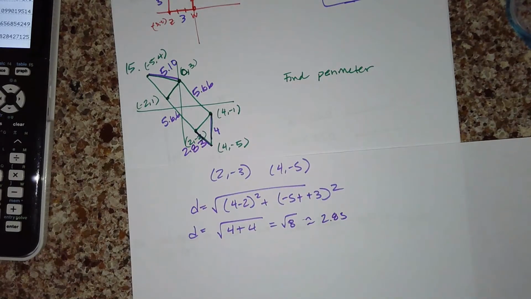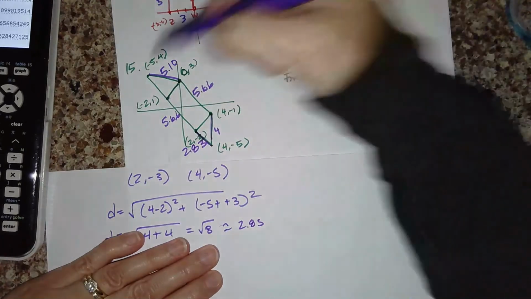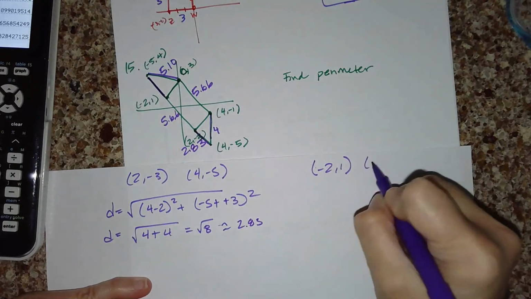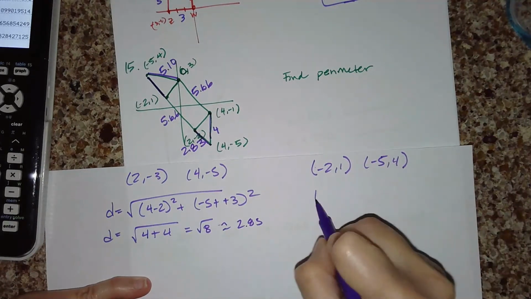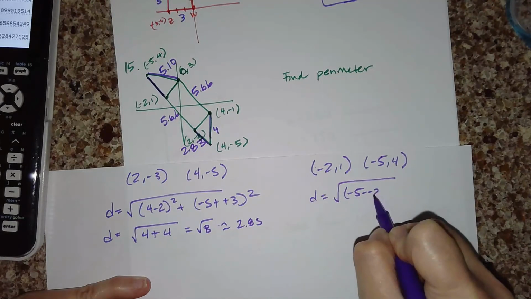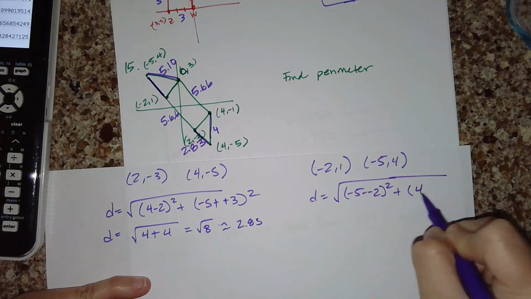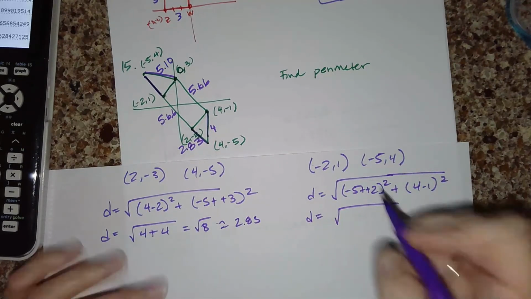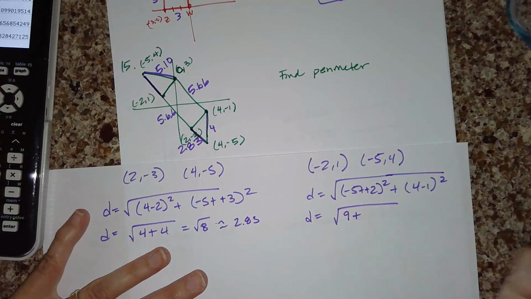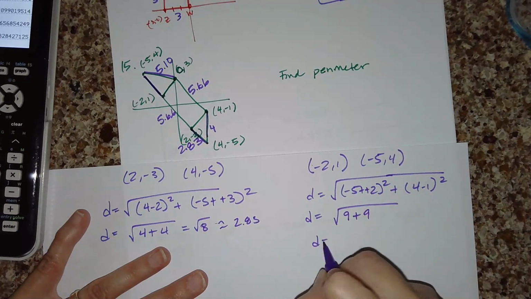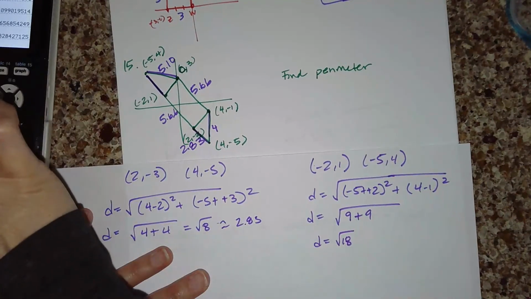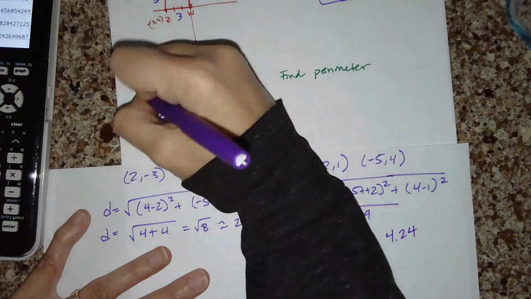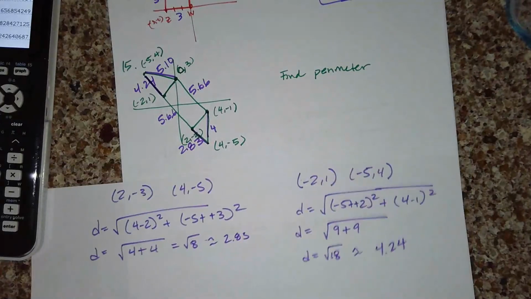Okay, almost done. If you haven't memorized the distance formula yet, I'm pretty sure after this one you will. So (-2, 1) is the next point, and (-5, 4). Again, I'm going to do (-5 minus -2) squared. Watch all your negatives. Plus (4 minus 1) squared. So this gives me -3 squared, which is 9. And this gives me 3 squared, which is 9. 9 plus 9 is 18. The square root of 18 is approximately 4.24.